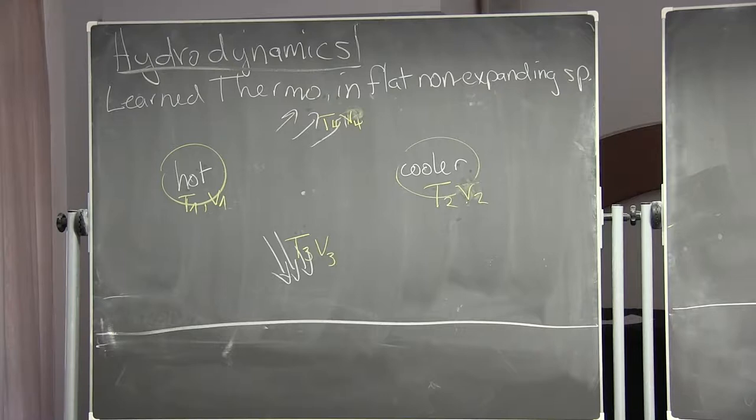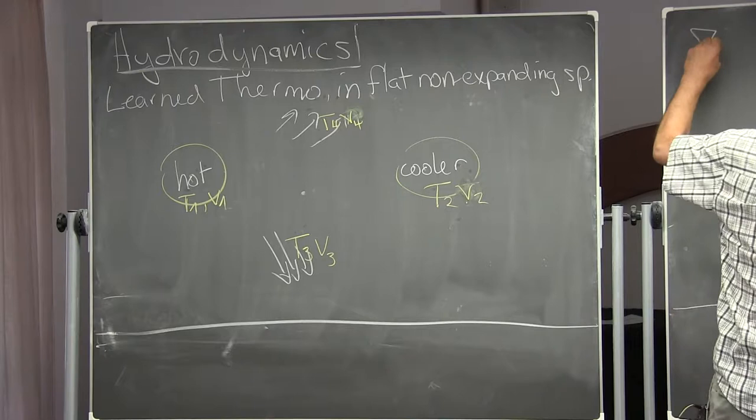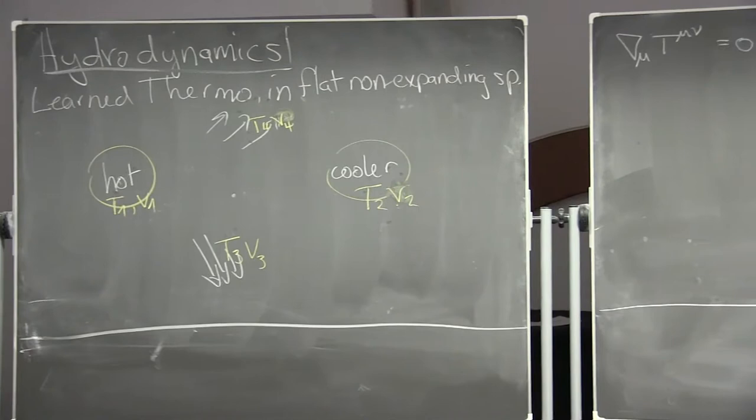And the whole game is going to be that no matter what, no matter how complicated, fast varying, non-equilibrium anything my system is, it always obeys a few basic rules. And one of them is that stress energy is covariantly conserved. It's true in curved space.